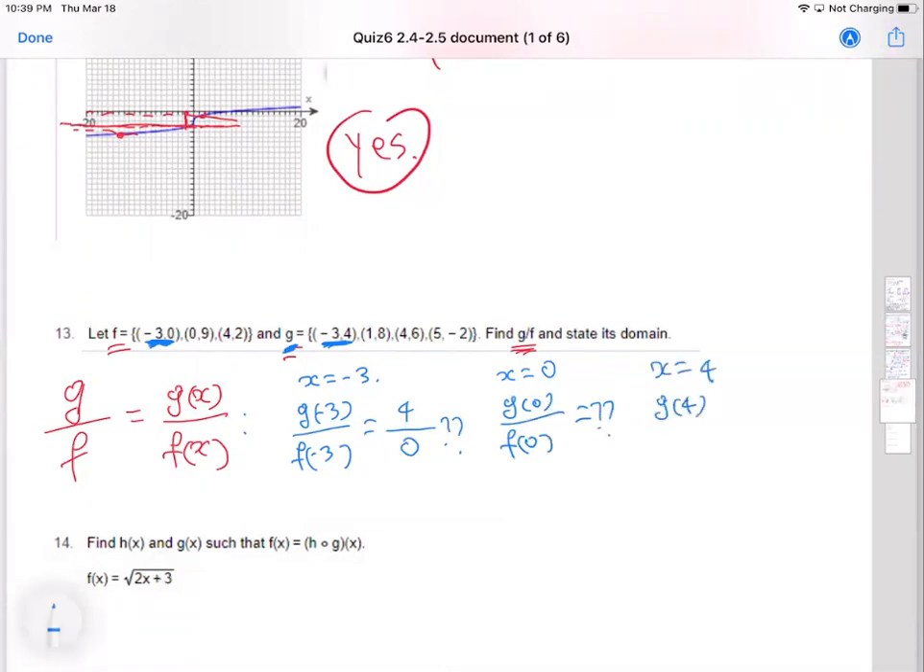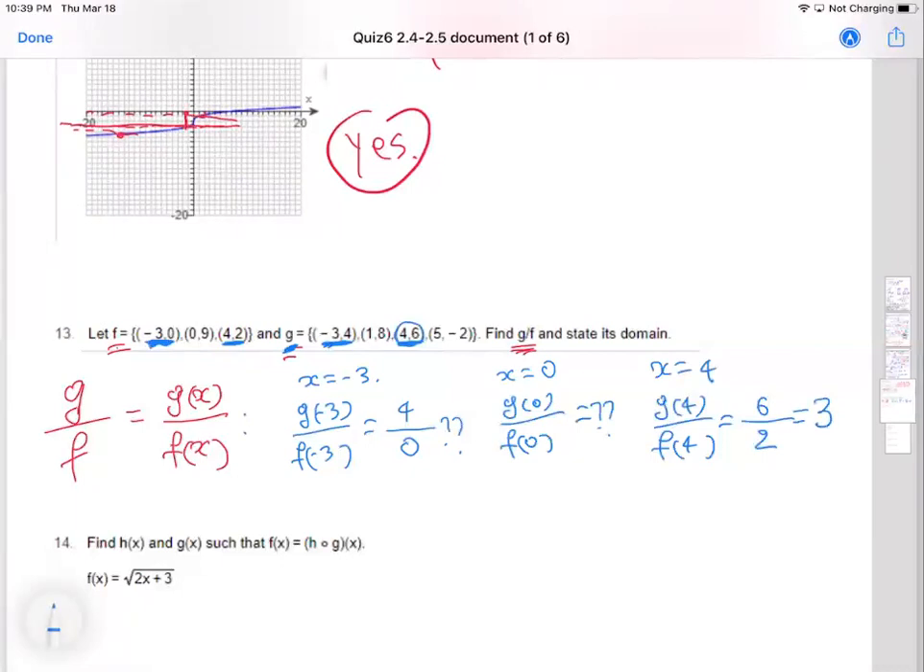G of 4 divided by f of 4. G of 4, so let's look at g of 4. We have the ordered pair 4, 6 right here. So g of 4 is 6. F of 4 is 2. Because in f function, we have the ordered pair 4, 2. So 6 divided by 2 is 3.